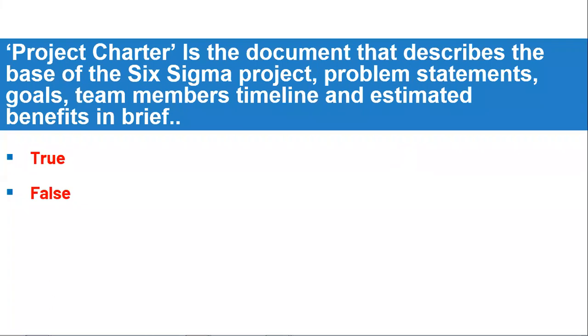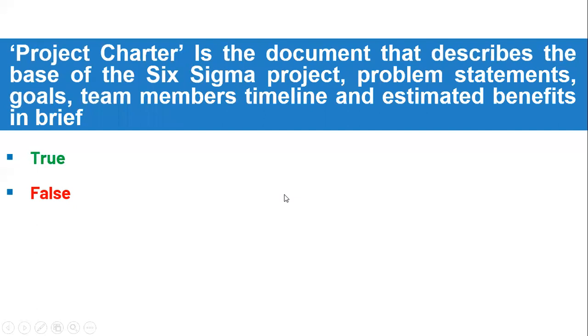So it's quiz time, right? The project charter is the document that describes the base of the Six Sigma project, problem statement, goals, team members, timeline, and estimated benefit in brief. The answer is true. The project charter is the document that comprises different elements, including your business case, which is a base of the Six Sigma project, problem statement, goal statement, team members who are part of the Six Sigma project, then timeline and estimated benefits. That too in brief.